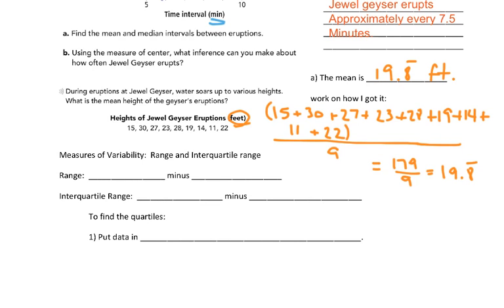Measures of variability are range and interquartile range. So to find the range, we take the maximum value minus the minimum value. That is something that you should have learned in the past. And interquartile range is the third quartile minus the first quartile.